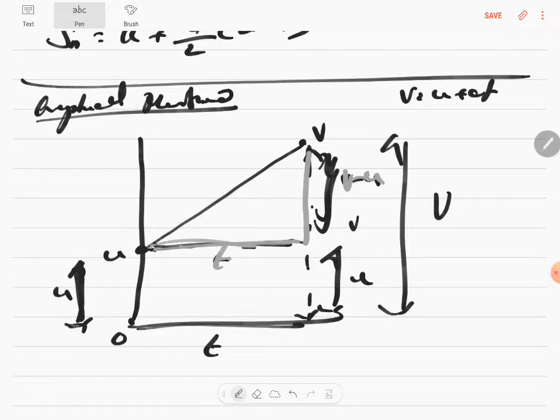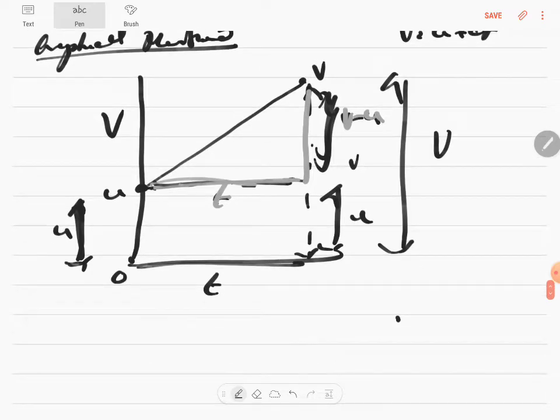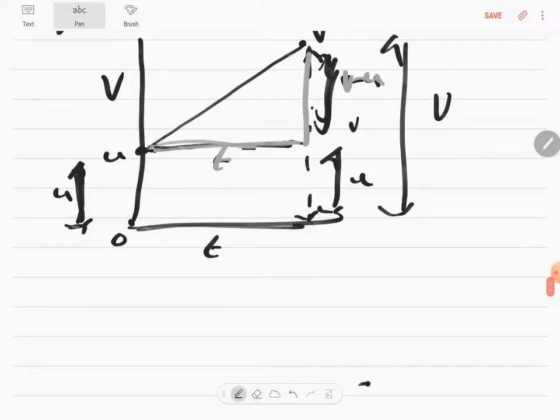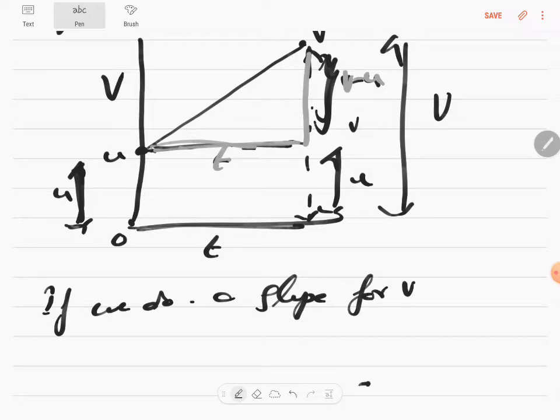And I told you this is a velocity time graph. In a velocity time graph, if you take the slope, you get acceleration. Because the velocity time graph is a second graph, when you take the slope of this, you are supposed to get acceleration. So if we take the slope of the v-t graph, we will get acceleration, correct?